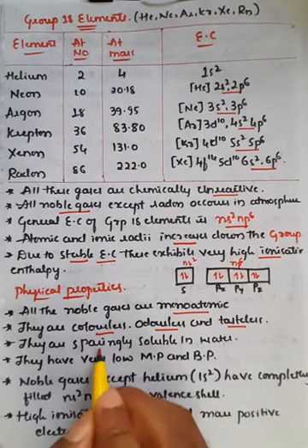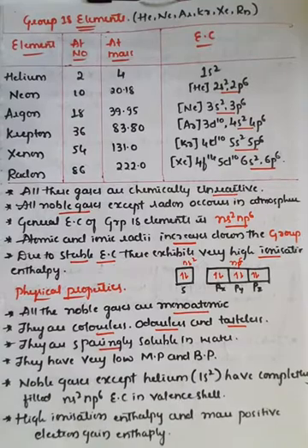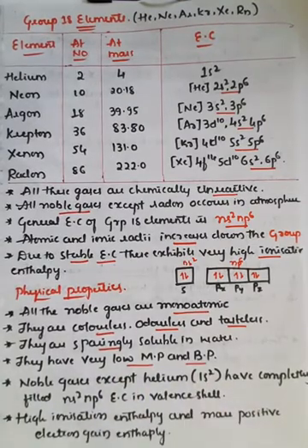So these are generally considered sparingly soluble in water, not completely soluble; the solubility will not be observed to a greater extent. And generally they have very low melting as well as boiling points, since the reactivity is very low. Along with that, the completely filled electronic configuration is also one of the important physical properties. These group 18 elements or noble gases generally have low melting as well as boiling points.